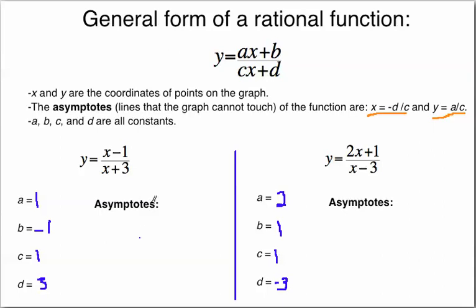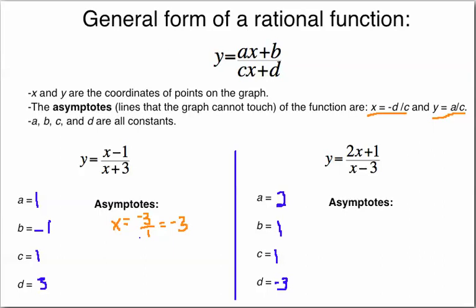Let's look at the asymptotes for this problem. Having your variables written out can be very helpful, because once you're plugging them in, you can just look straight off of here and not have to look back at your equation to figure out what a, b, c, and d are again. Let's start with x. We've got x equals -d. D is +3, so we have -3 over c, which is 1. Then -3 divided by 1 gives us just -3. So the vertical asymptote here would be x equals -3.